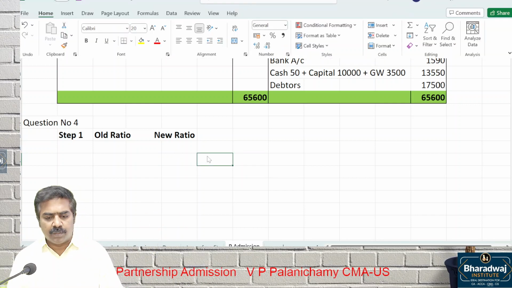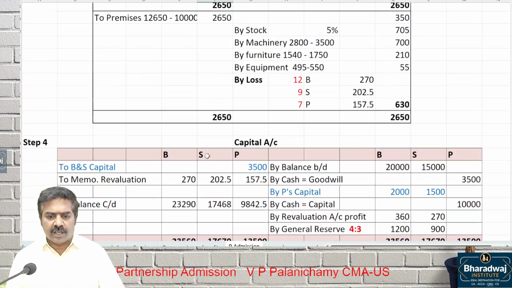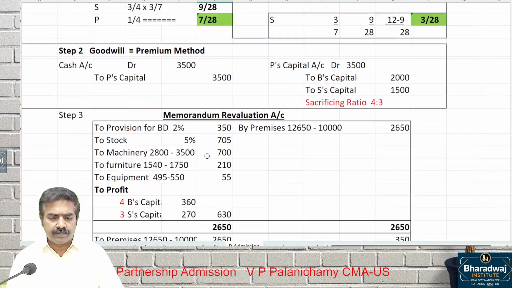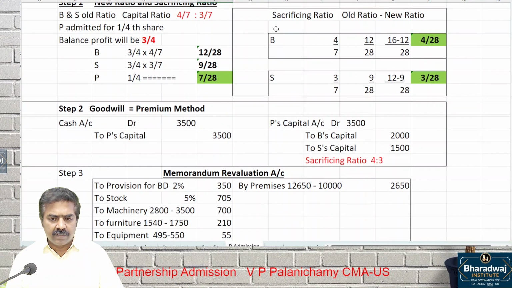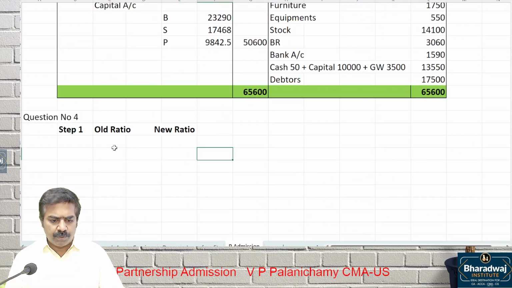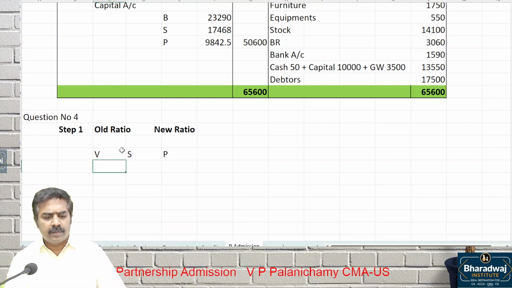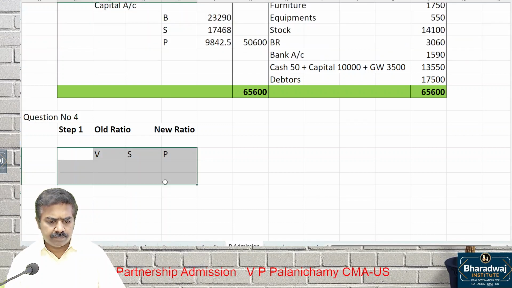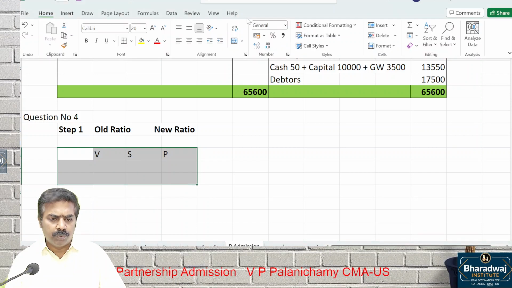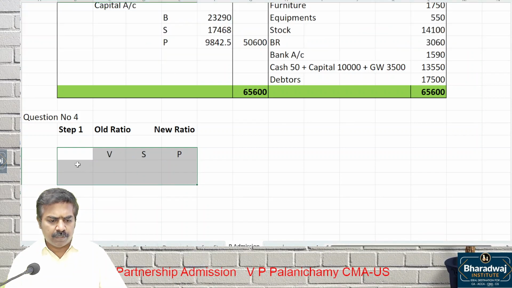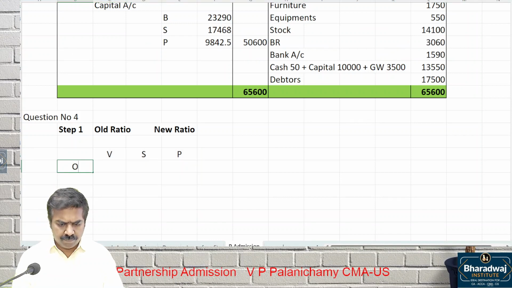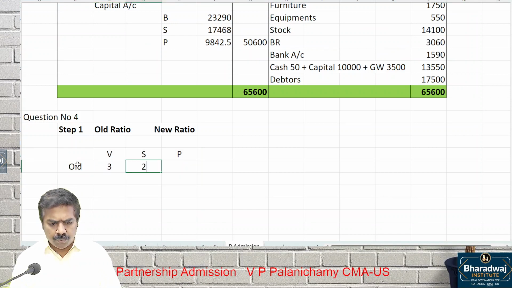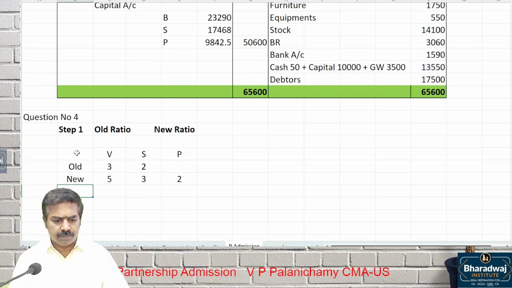Who are the old partners in the question? V and S are the old partners. Who is the new partner admitted? P is the new partner admitted. Old ratio and new ratio, just see. What is the old ratio given in the question? Read the first line. 3:2. What is the new ratio given in the question? 5:3:2.